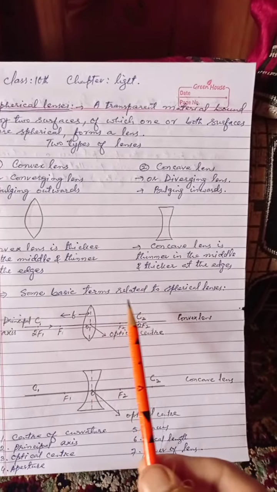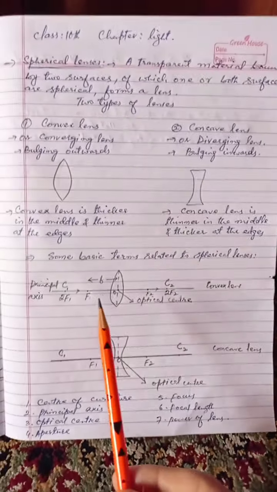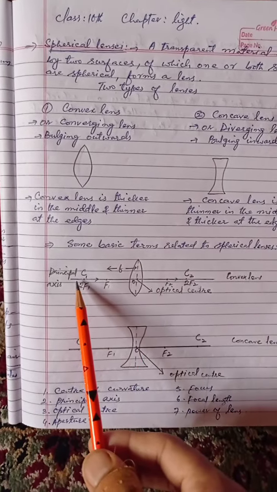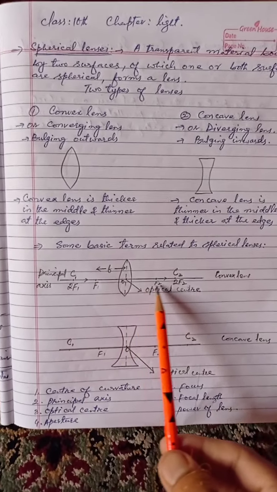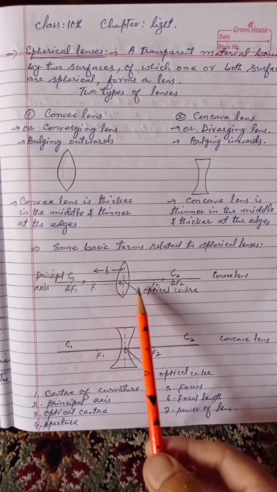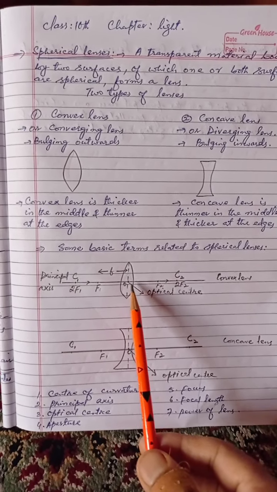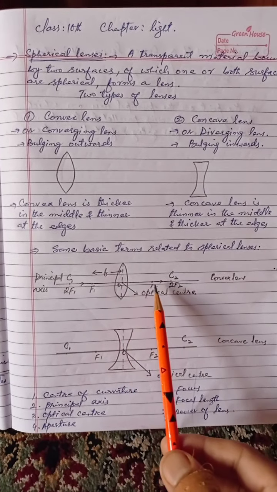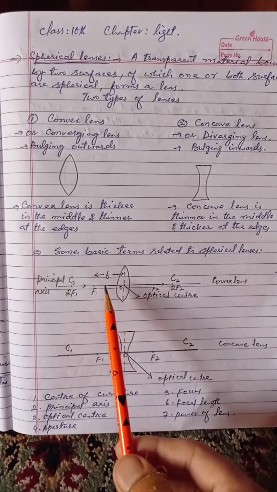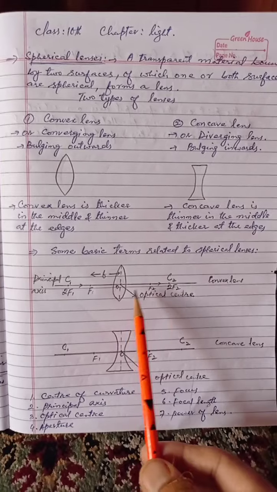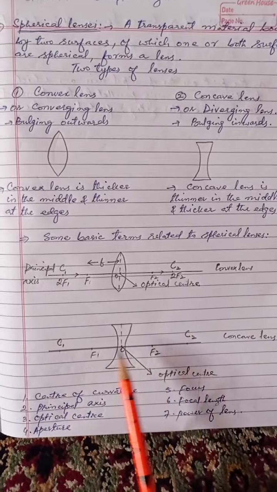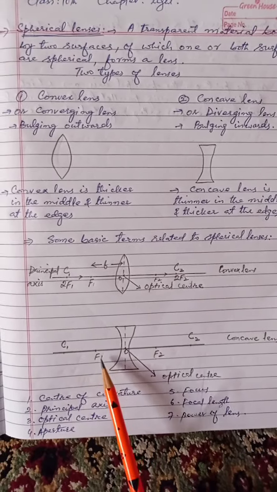Now, some basic terms related to spherical lenses. You look at the diagram here. This is a convex lens and this is a straight line passing through the center of this lens, or we can say the optical center, which is known as principal axis. So this is focus and this is also a focus. A lens has two foci on either side of it. Similarly, this is a concave lens, center, principal axis, center of curvature, focus.